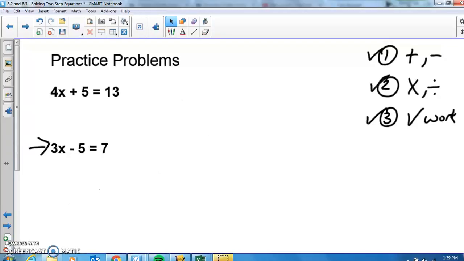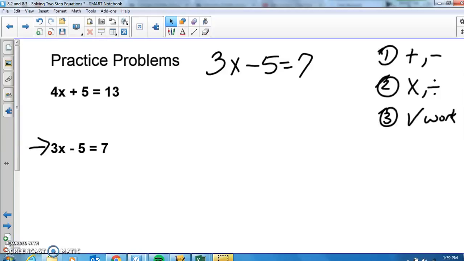Step 1, we want to add and subtract. Step 2, multiply and divide. And the third step, always check your work. Might as well check your work because you can guarantee if you have the right problem or not. So we have 3x minus 5 equals 7. We want to do step 1, which means we'll look to see if there's any adding or subtracting.